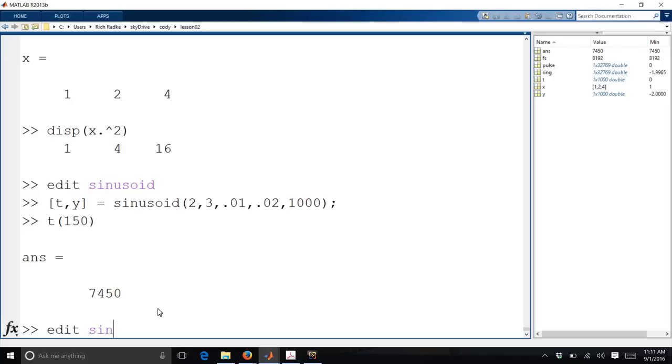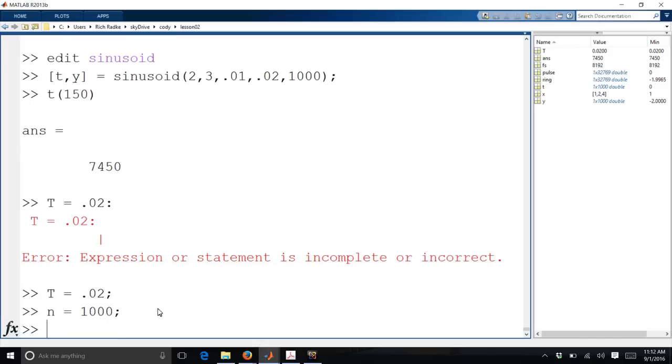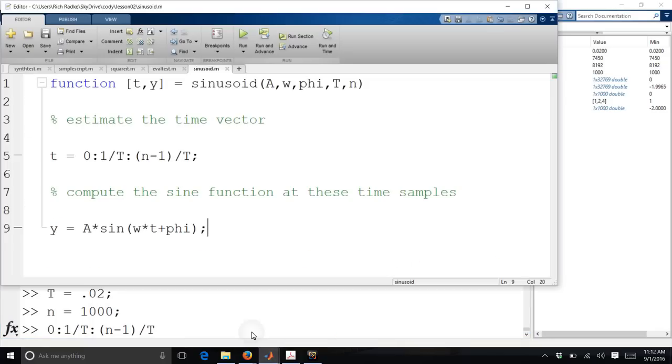So now I can look back at my sinusoid and say, okay, I think the problem was when I did this syntax, right? It was saying t was 0.02, and I think my problem was that I said 0, 1 over t, and then I said N minus 1 over t? I think this is just a thing like this. So let's suppose I do this. Now I've totally confused myself.